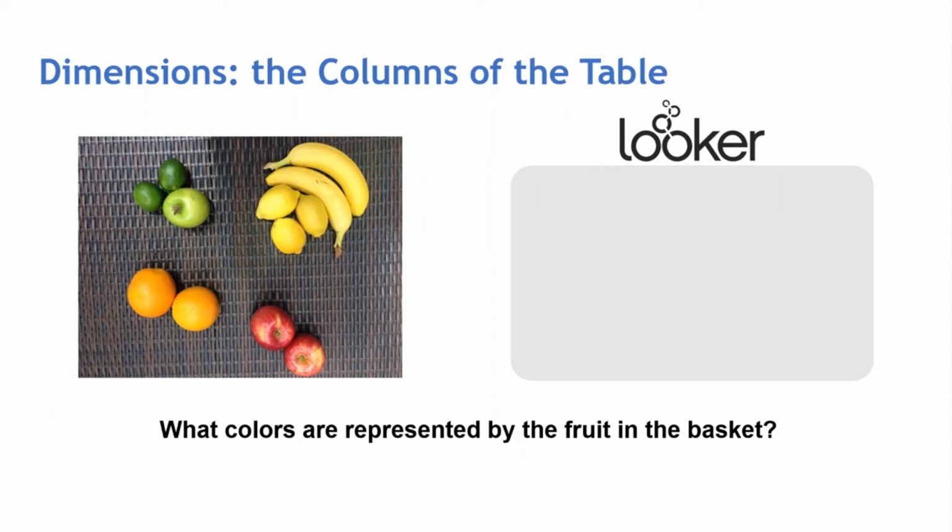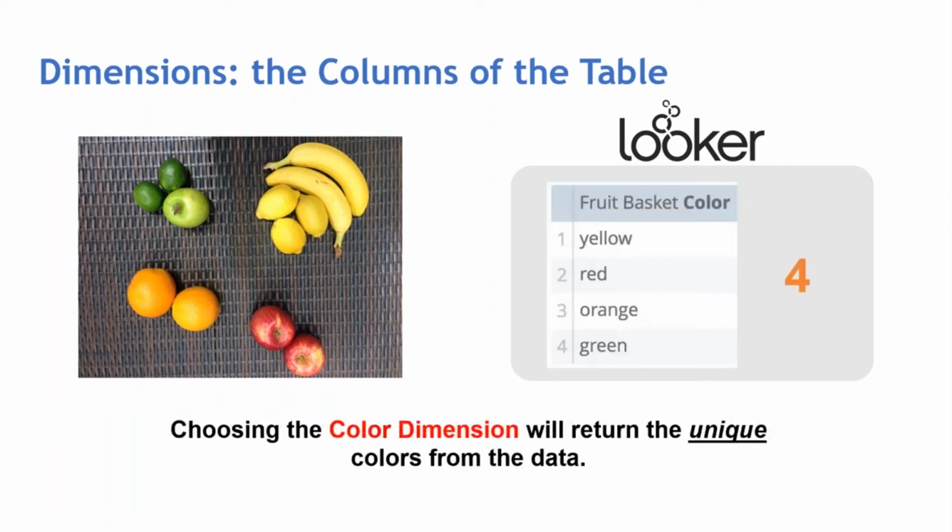What colors are represented by the fruits in the basket? How do you answer this question? By using the dimension called color. Whenever we pull the color dimension in the dashboard, we will get the unique values, which will be yellow, red, orange, and green based on the fruits available in the dataset.